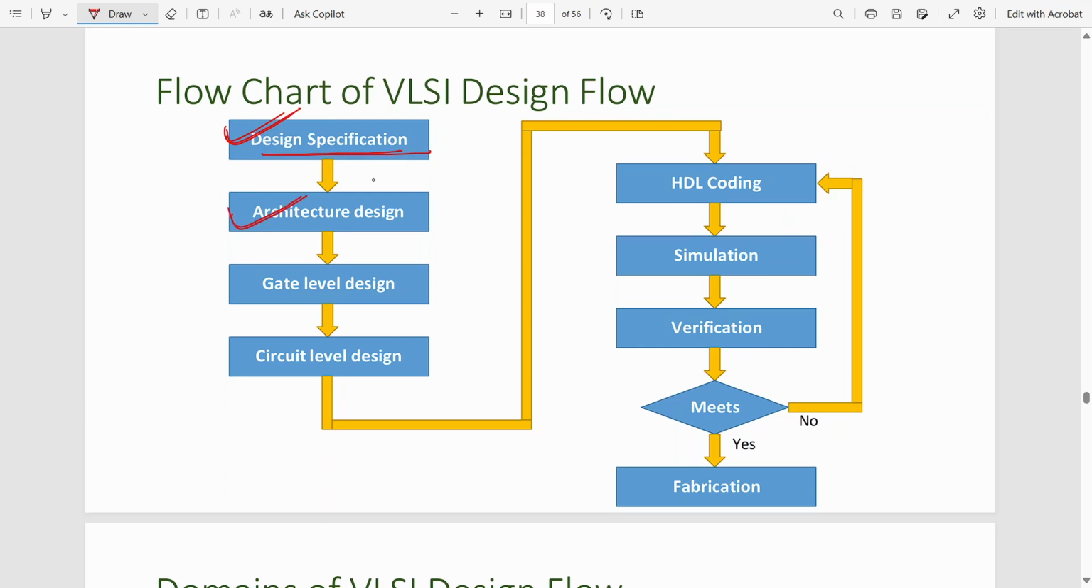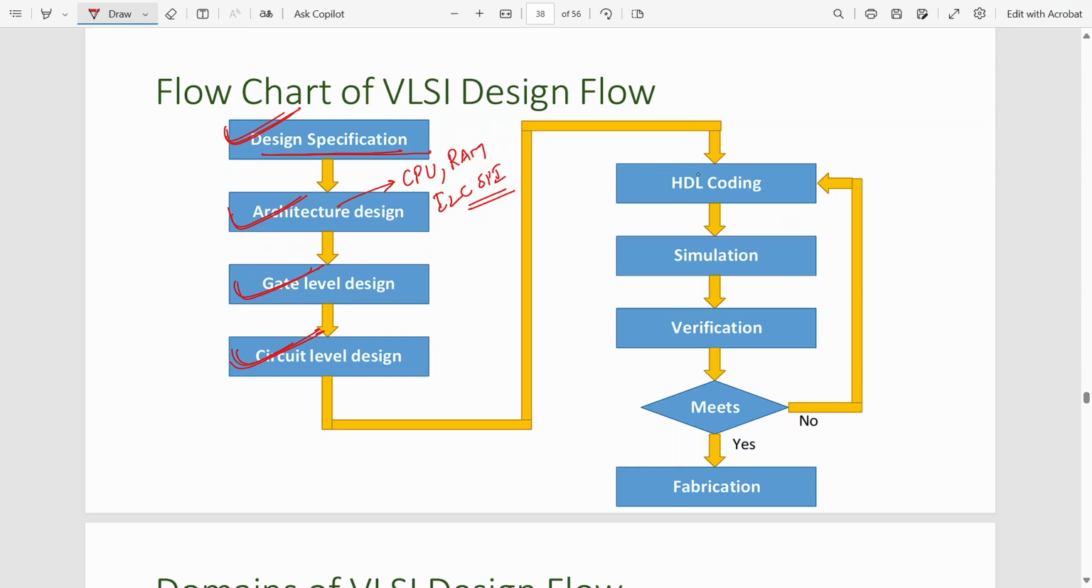Architectural design means you are designing at the module level, CPU and RAM level, and what the peripherals are, I2C, SPI. Module level design is nothing but architectural design. Gate level design means you are designing in terms of gates. Circuit level means in terms of circuits you need to design. First you need to design this.